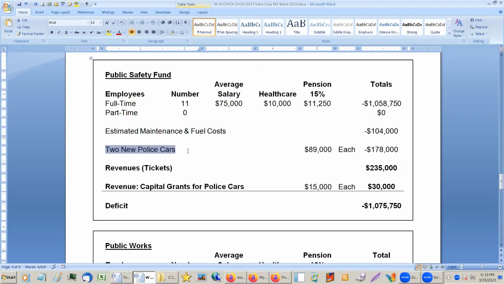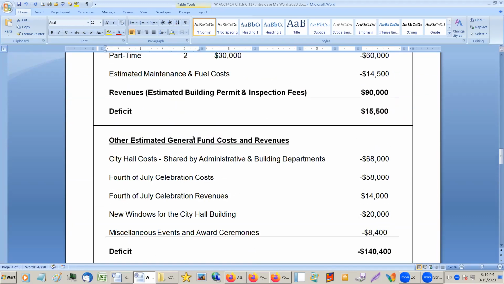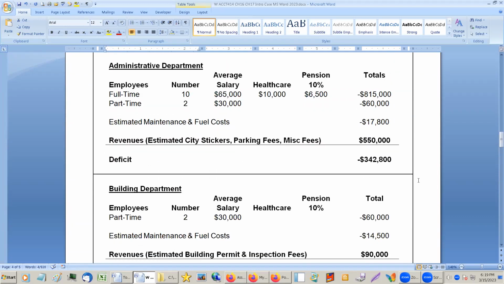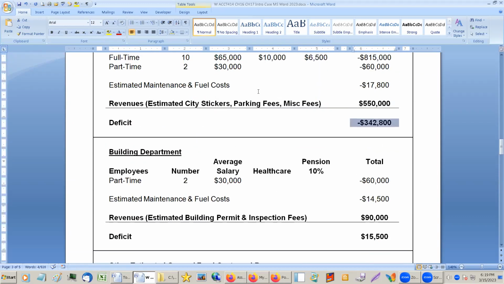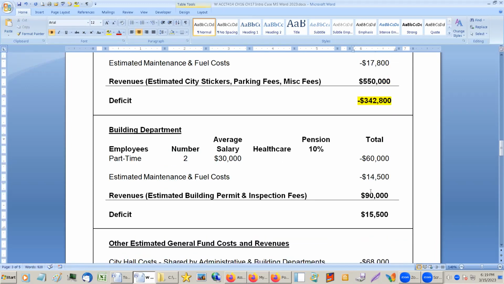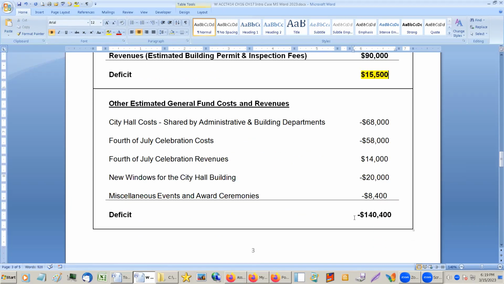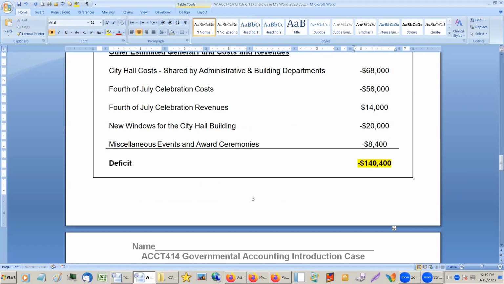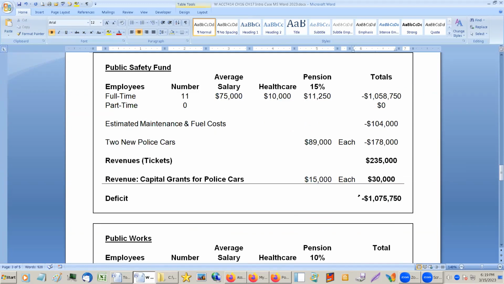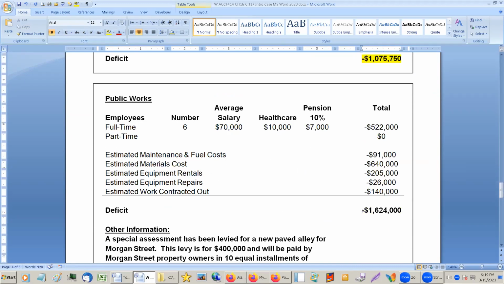And you'll notice that for all of these budgets, they're pretty much negative. Building department, looks like they're making a little bit of money. But most of these government agencies are not profitable. And you wouldn't expect them to be.